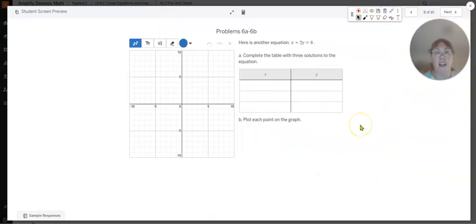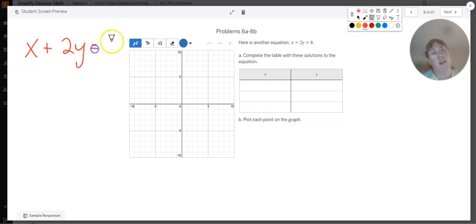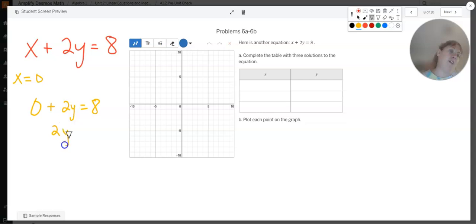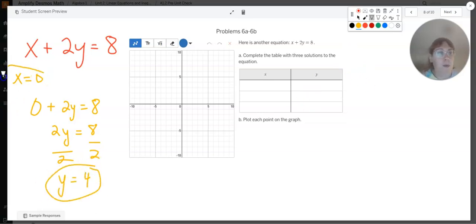Here's another equation, x plus 2y equals 8, and complete the table with 3 solutions to this equation. So we have x plus 2y equals 8. So let's plug in 0 for x. So if x is 0, we would have 0 plus 2y equals 8. 0 plus 2y is just 2y equals 8. Divide both sides by 2, and we get y equals 4. So one point is if x is 0, y is 4.